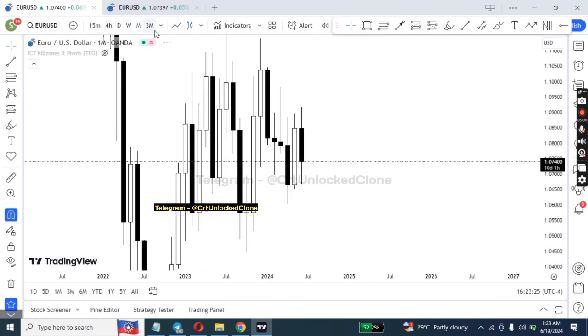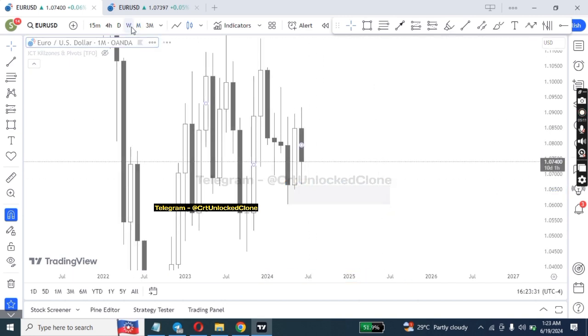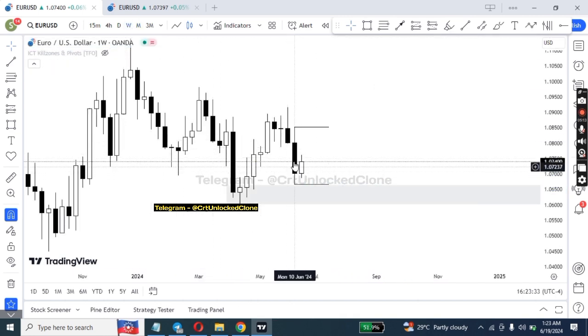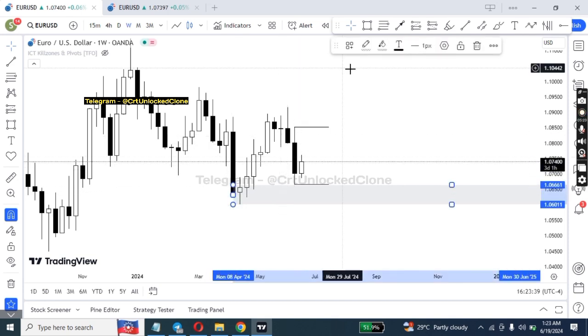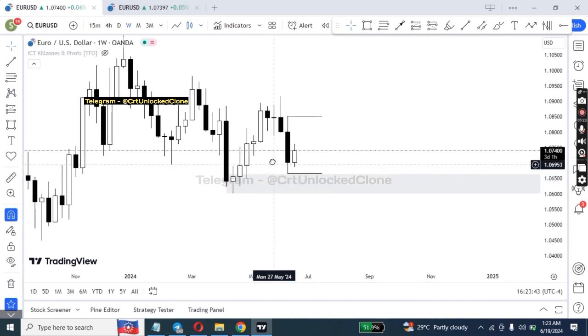If you go to the monthly time frame, then you can see that we have this discount rejection block right here, and on the weekly you can see that this big bulky candle, this potential CRT, closes just above this rejection block.